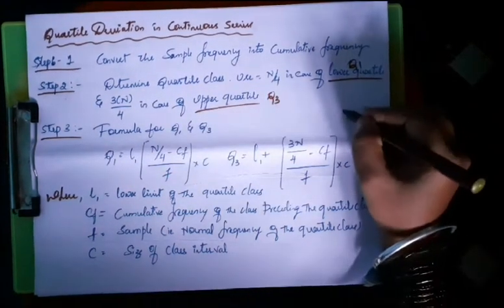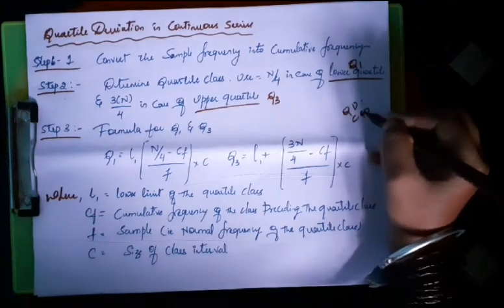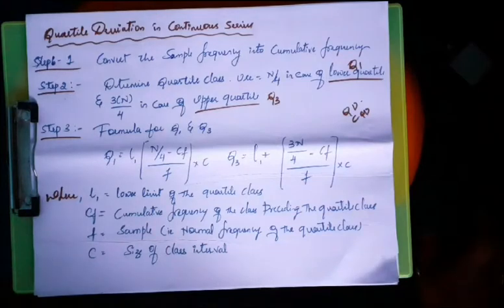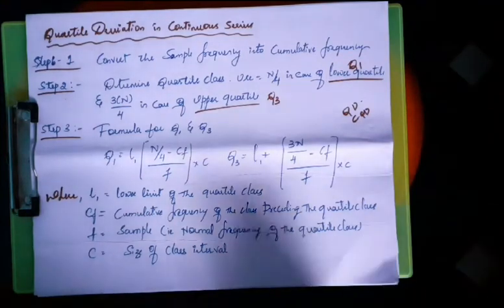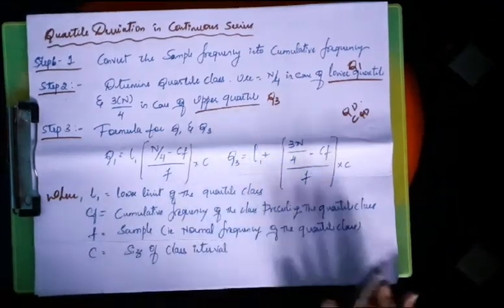For calculating quartile deviation as well as coefficient of quartile deviation, the formula is the same for all three series. Only to calculate the value of Q1 and Q3, the formula changes.